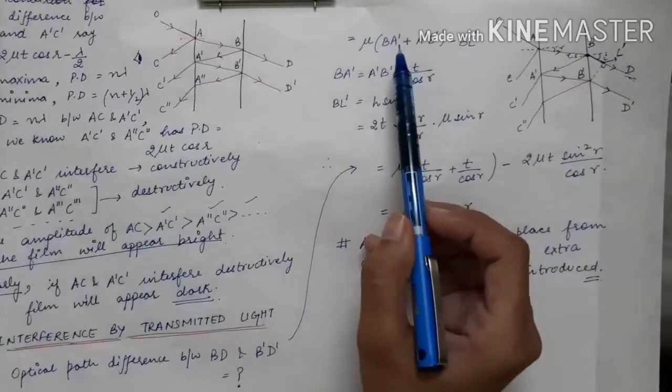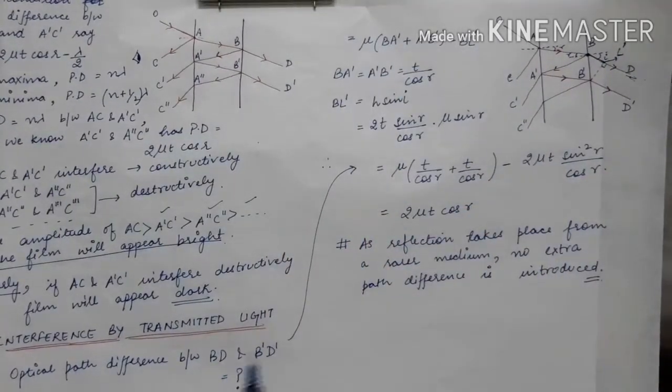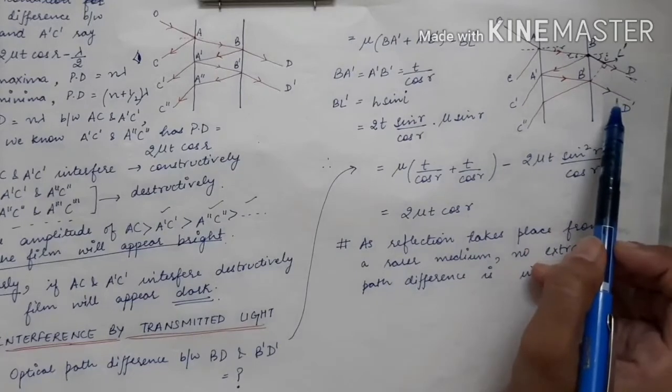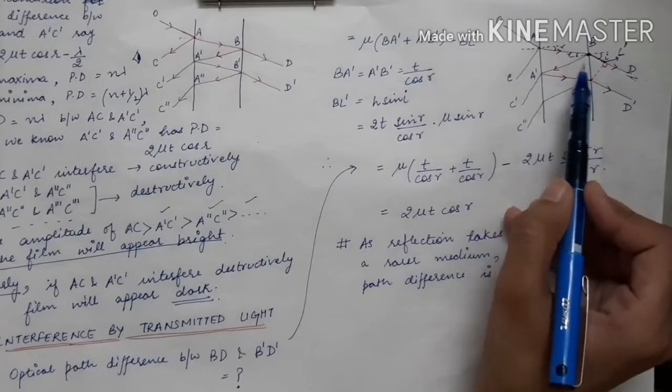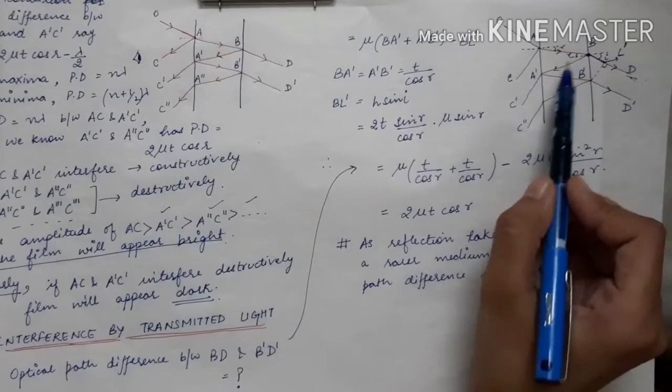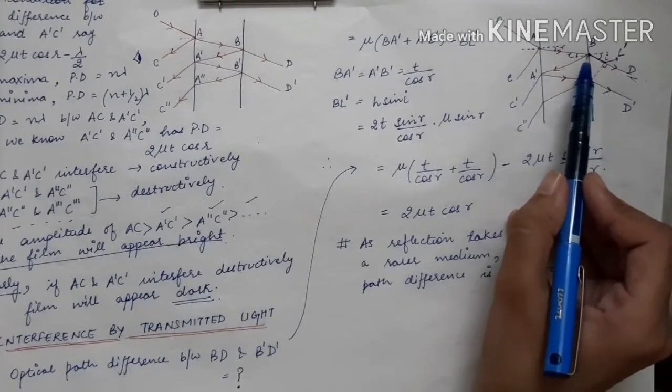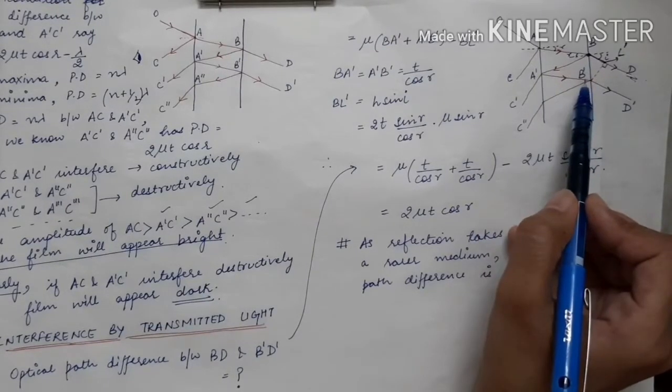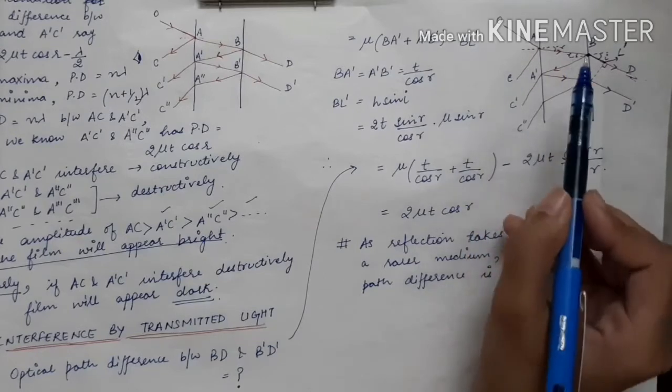So the optical path difference between the first two transmitted rays will be the path travelled by B prime D prime inside the film, and inside the film, the optical path is mu times the geometrical path.